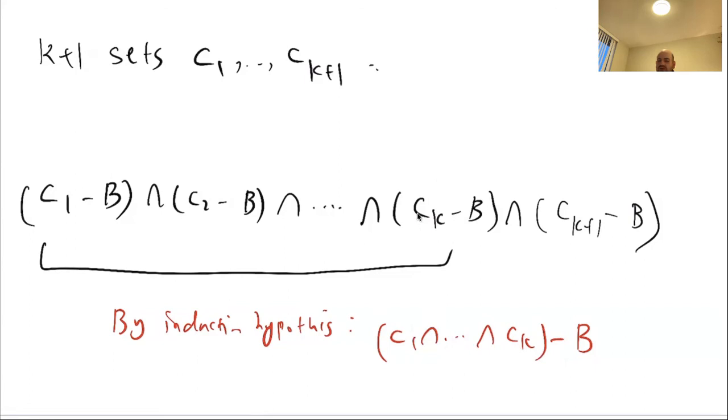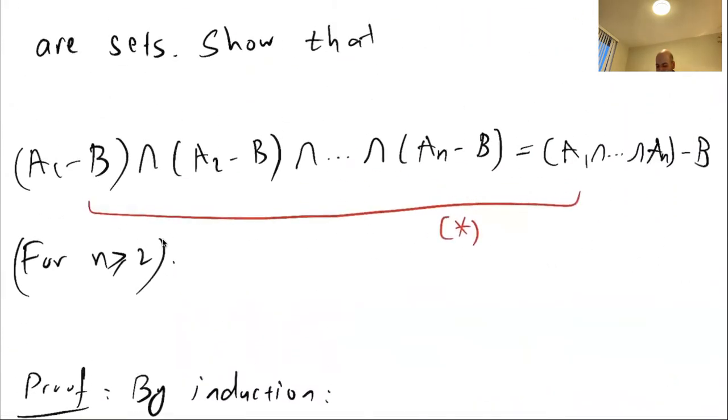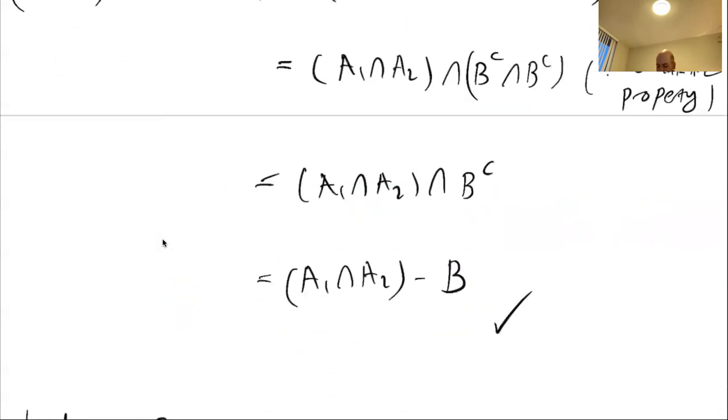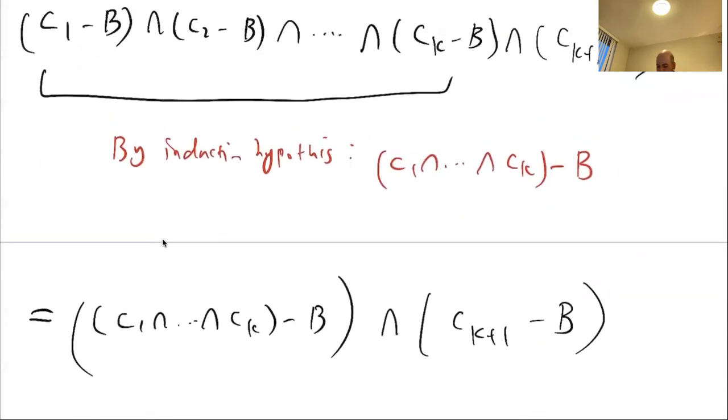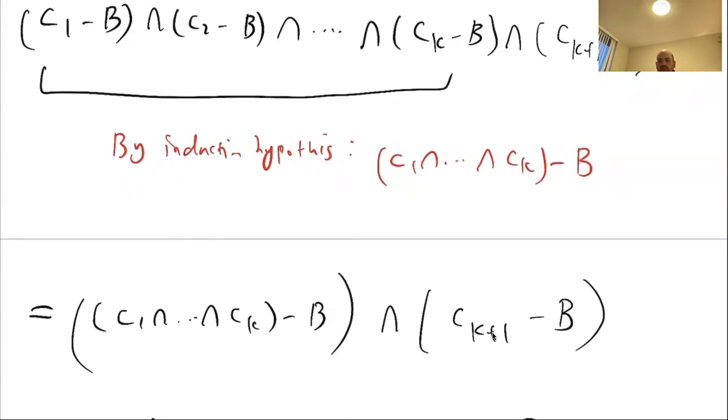So this is the equality star, which is what we want to show for any k, and which we are already assuming as a part of the induction hypothesis. So the induction hypothesis assumes that this equality holds for any k sets. So C1 minus B to CK minus B can be written as C1 intersection to CK minus B. So the first part is C1 intersection to CK minus B, then intersection with CK plus 1 minus B.